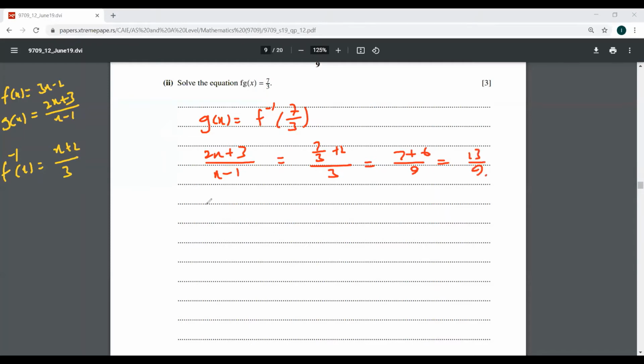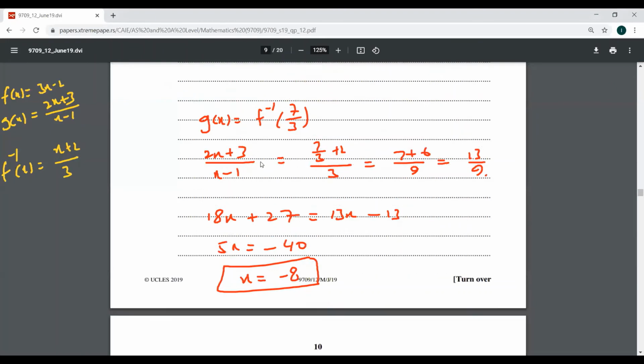So you do that cross multiplication. 18x plus 27 is 13x minus 13. So this is 5x equal to minus 40. So x is equal to minus 8. So we have solved this equation here. Okay, let's go to the next part if there is any.